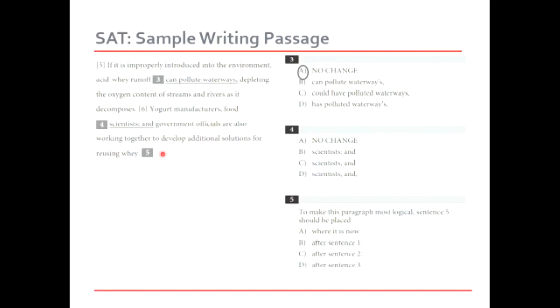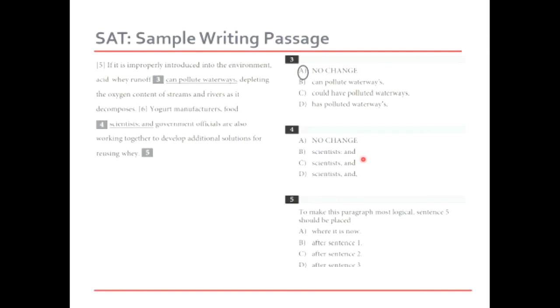The team, the people that are working to reuse whey, they need to be named in a list within the sentence, and we need to separate their names with a comma. So we do not need to have a semicolon over here. So first thing, we need to change it for sure. Now the options, let's look at them. A, no change. B, scientists, colon, and. Somebody asked me that colon is used to connect two independent or two dependent clauses.